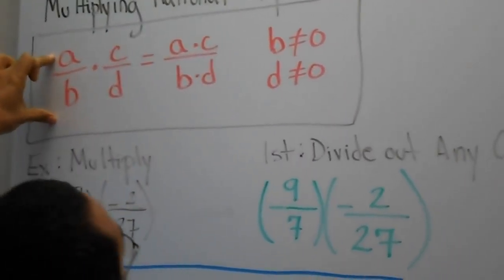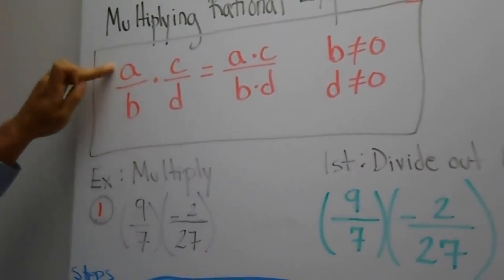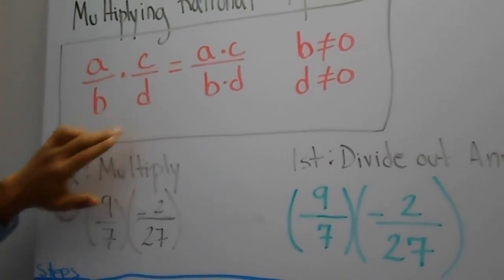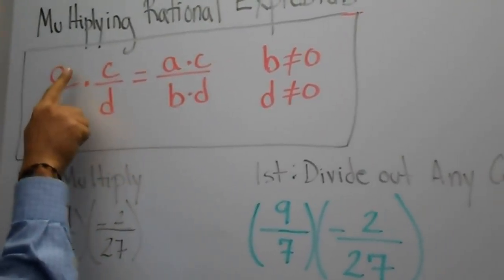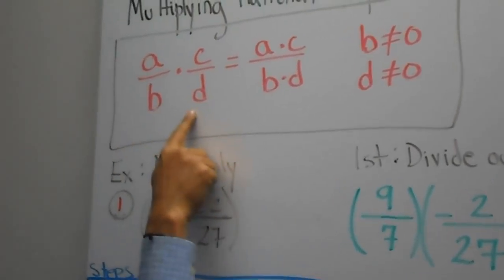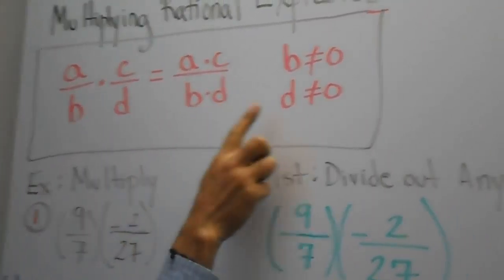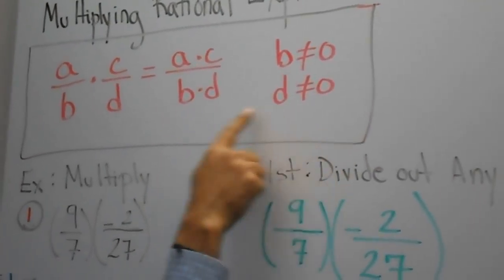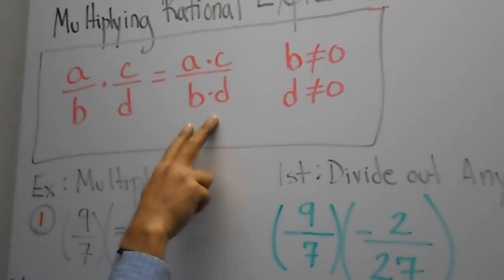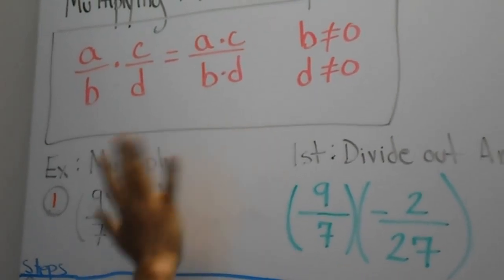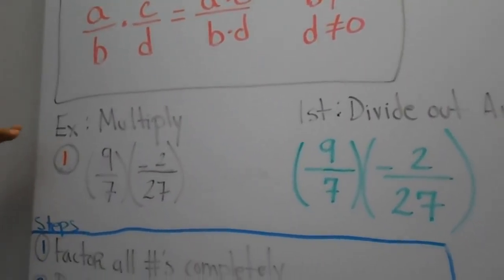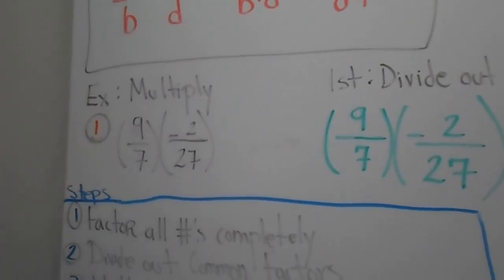So if you have a fraction that looks like this, A over B times C over D, it's basically multiplying top with top and bottom with bottom. So numerator with numerator and denominator with denominator, as long as B is not equal to 0 and D is not equal to 0. If that's the case, then this will be undefined, that's not going to be our case. So let's talk about multiplying these, for example.